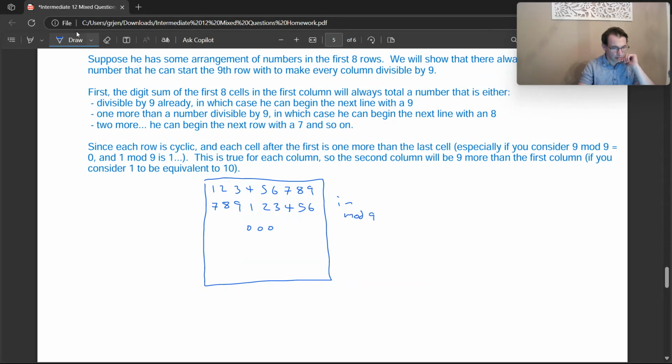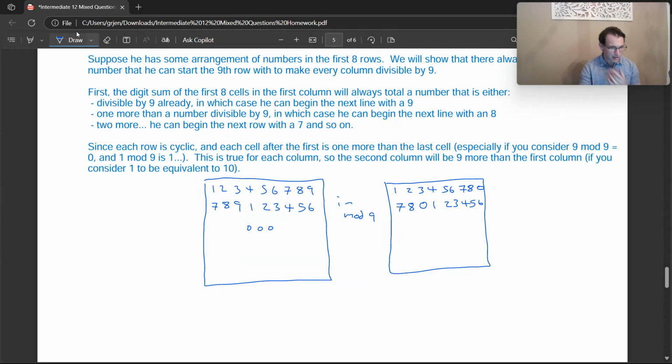If we look at that in mod 9, this grid would look like this. Still, 1 mod 9 is 1, 2 mod 9 is 2. These are the remainders when we divide them by 9. And 0. And then we have 7, 8, 0, 1, 2, 3, 4, 5, 6. And we can think of these things in mod 9, and we get this different pattern, right?